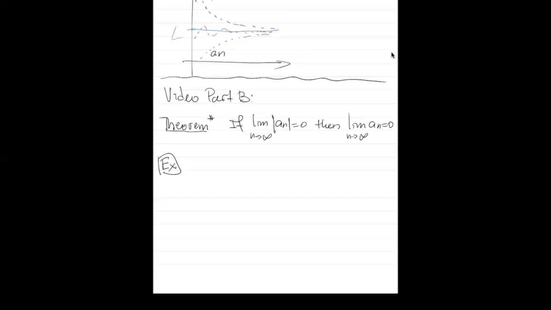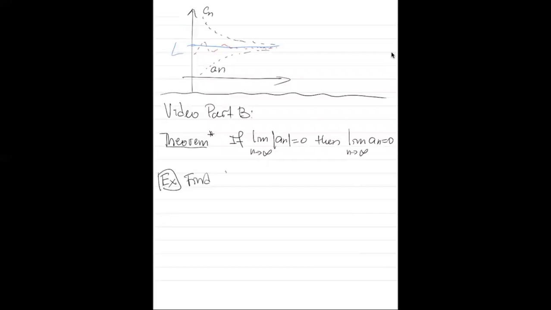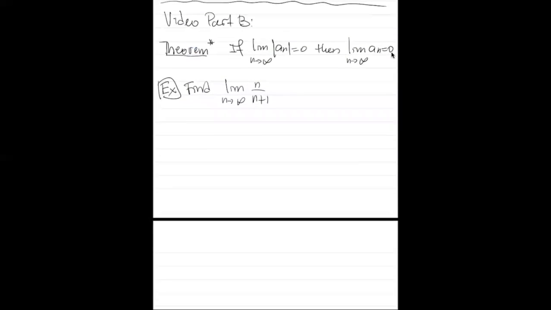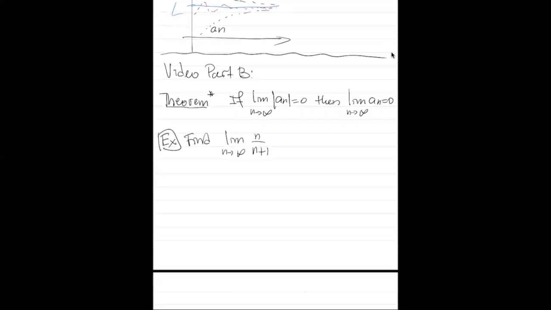Example, find the limit of n over n plus 1 when n goes to infinity. So we're going to use a method familiar from Calc 1 when we found limits at infinity. We're going to divide the numerator and denominator by the highest power of n in the denominator, and then use the limit laws. So we're going to divide numerator and denominator by n. In this case, that's the highest power, and then use the limit laws.